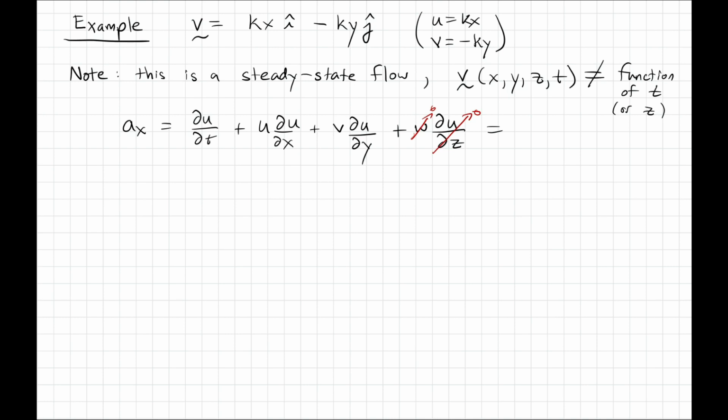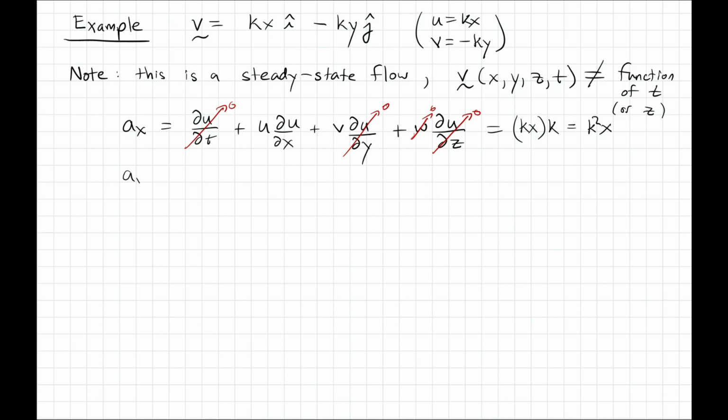If I look, the x component of velocity u doesn't depend on y, so that term is 0. And the local time rate of change of u with respect to time is 0 because u does not depend on time at a given position x. And so you can evaluate a_x and find that the only terms that survive are u times du/dx, which is just kx times k, which is k squared x.